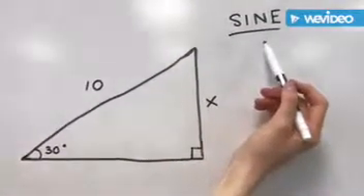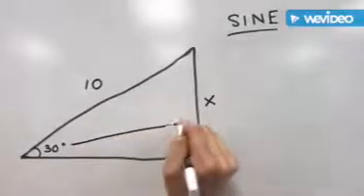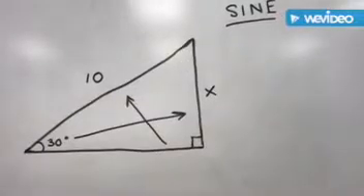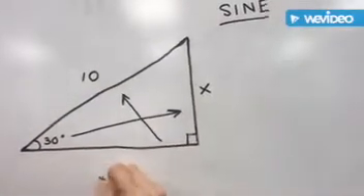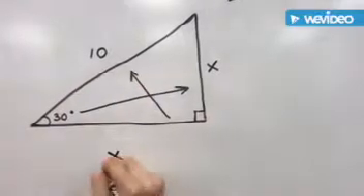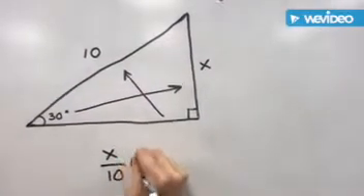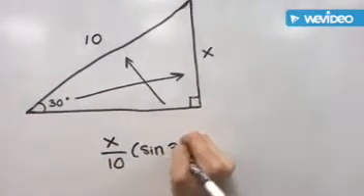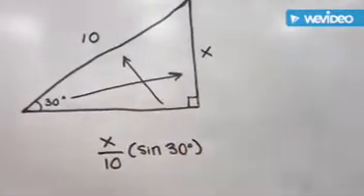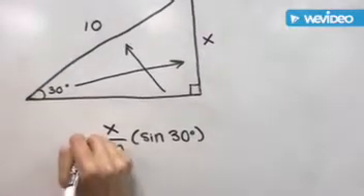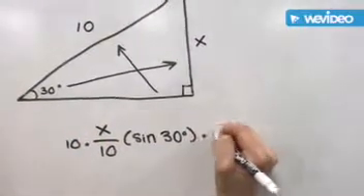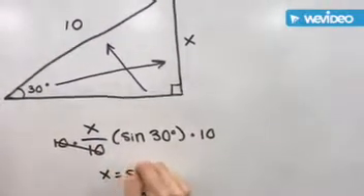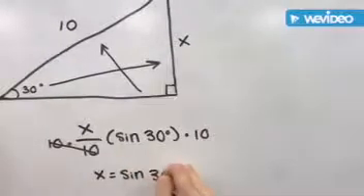Since we are using sine, we're going to do the opposite side from the known angle over the hypotenuse. To set this up in an equation, we will do the opposite side, x, over the hypotenuse, 10. Then you multiply this all by the sine of the known angle, 30. Next, you multiply each side by 10 to cancel out the denominator. Now you get x equals sine 30 times 10.